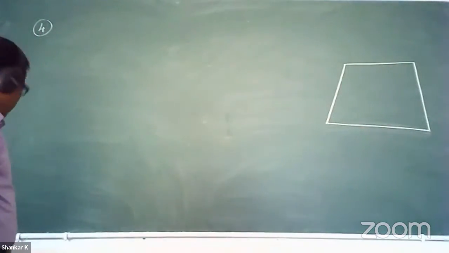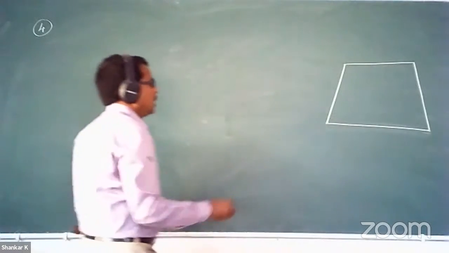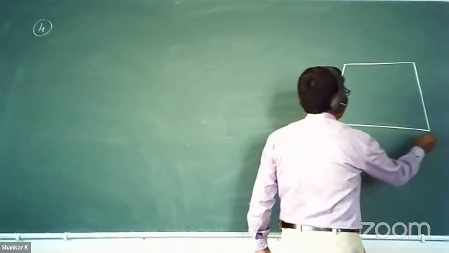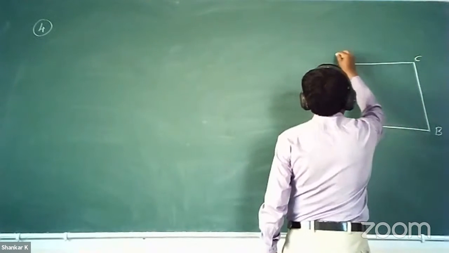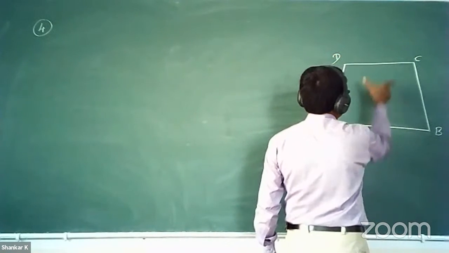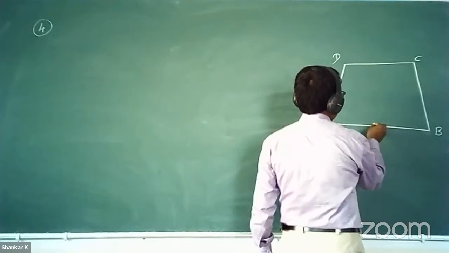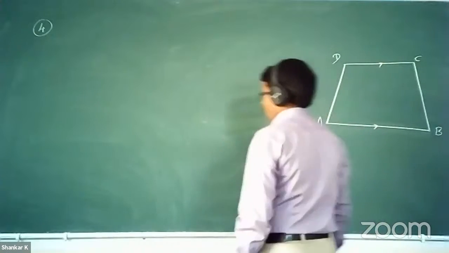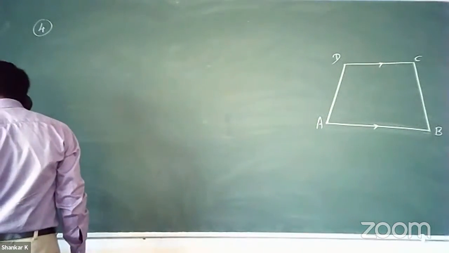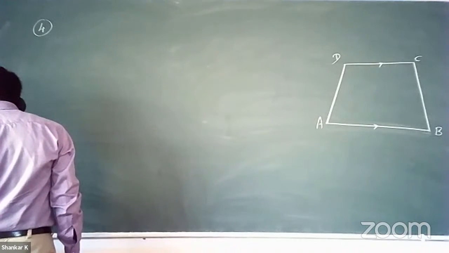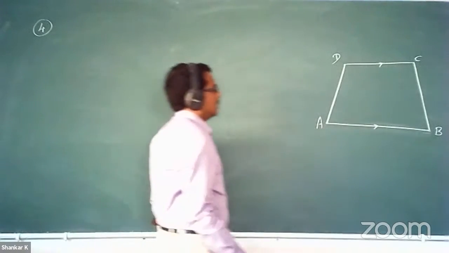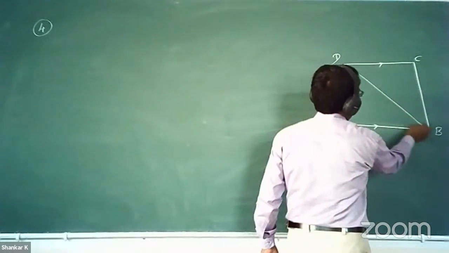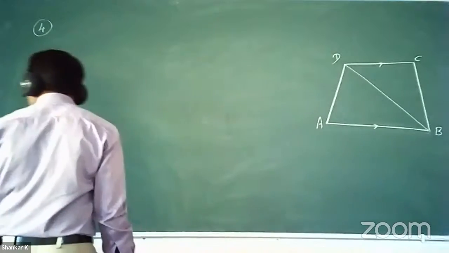So what is given in this question? They have given one trapezium. ABCD is a trapezium in which AB is parallel to CD. I have drawn a rough diagram. These are parallel. What else is given? BD is a diagonal, so here one diagonal is drawn.